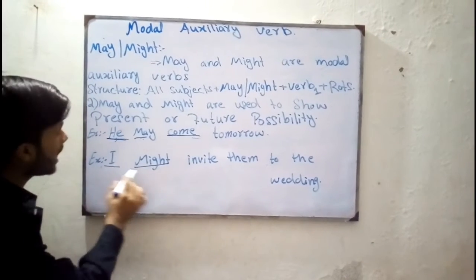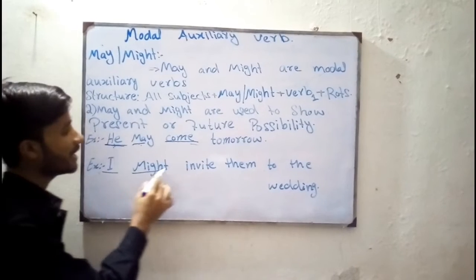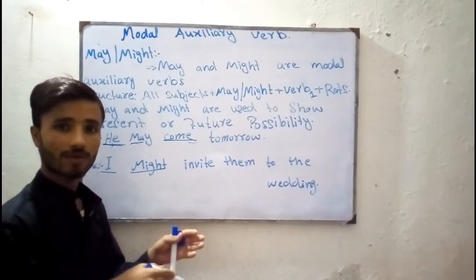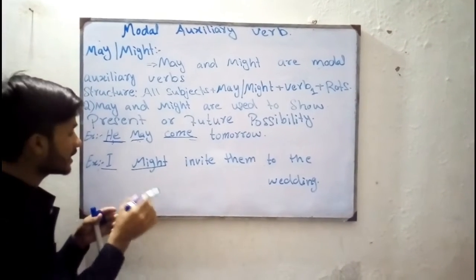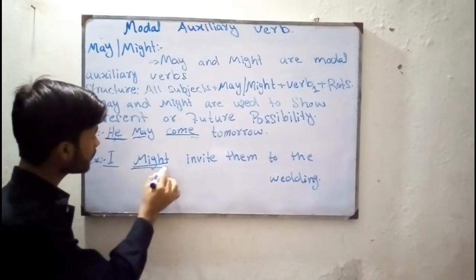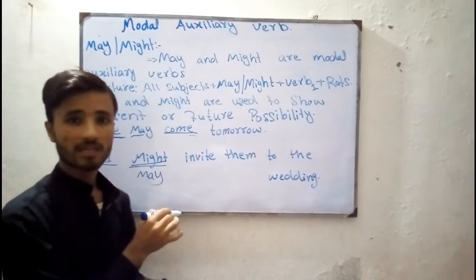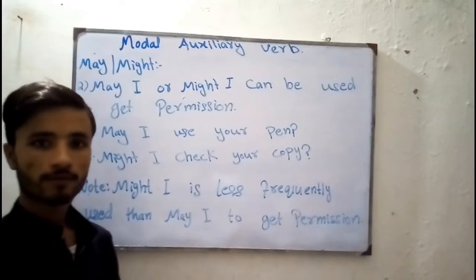So see the second example. I might invite them to the wedding, but I can also say that I may invite them to the wedding. मैं ऐसे भी कह सकता हूँ कि I may invite them to the wedding. मैं यहाँ may भी इस्तेमाल कर सकता हूँ अगर मैं चाहूँ. Is this clear, guys? So now come to another step.